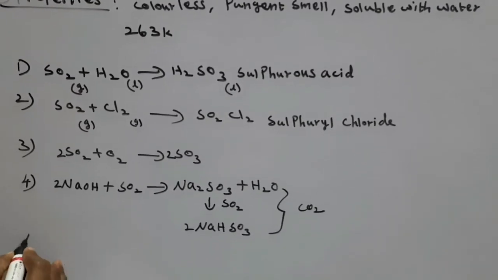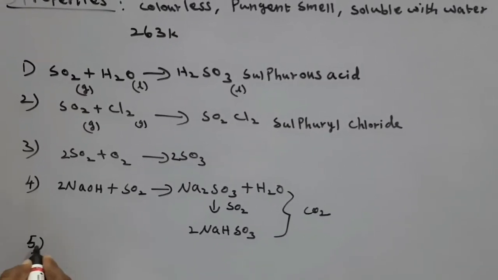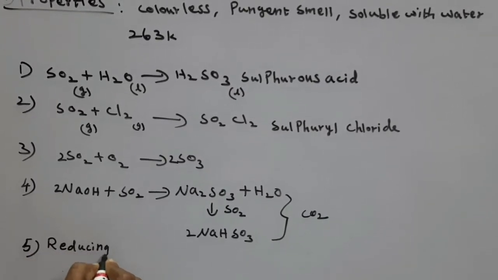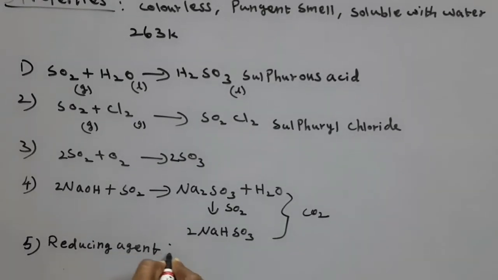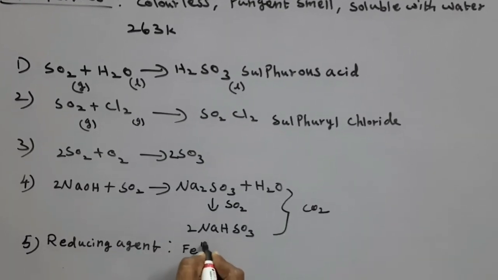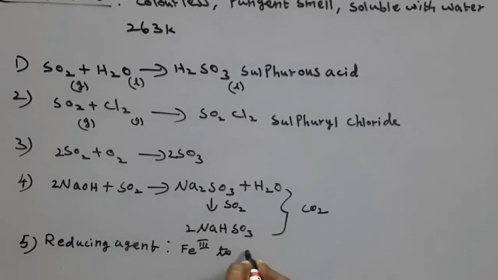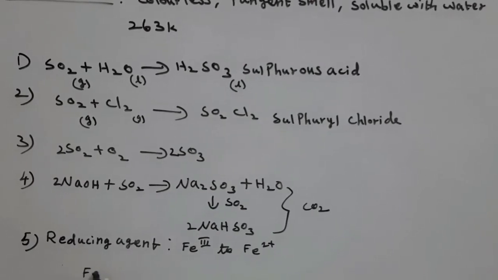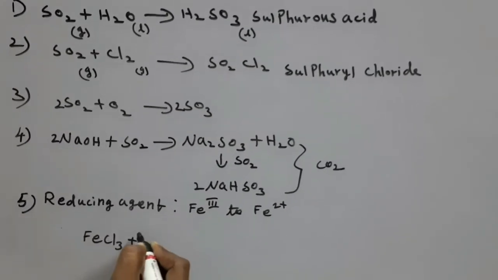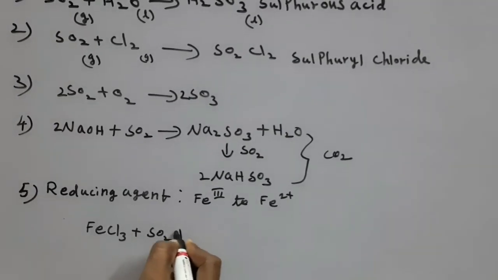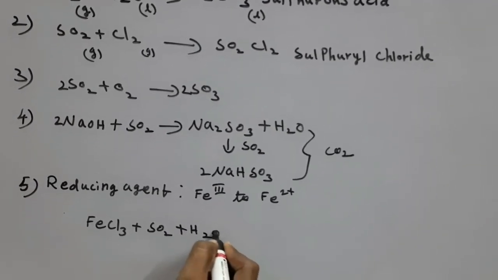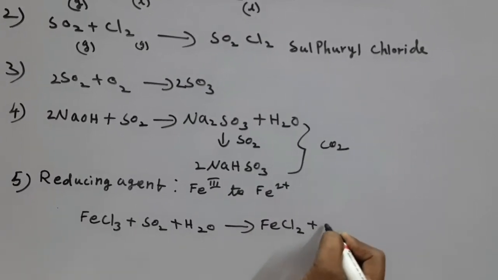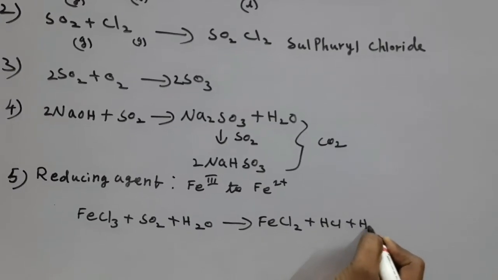And it is a good reducing agent. It acts as a reducing agent, because of the conversion of Fe3+ to Fe2+, ferric to ferrous. Take FeCl3 plus SO2 plus H2O. The reaction gives FeCl2 plus HCl plus H2SO4.